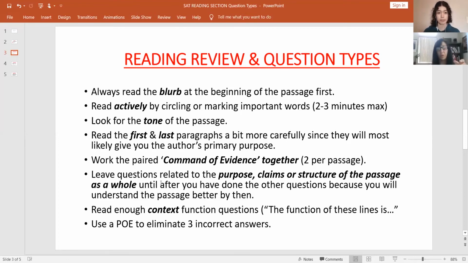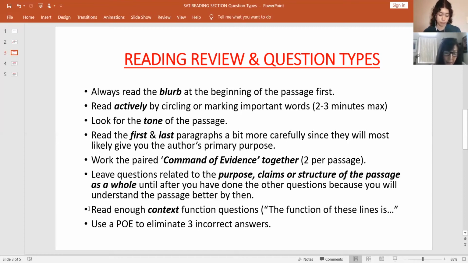So if question number 1 is, what is the primary purpose of this passage? Just circle it, remind yourself, and keep moving, and then go back. And by the end, it might become perfectly clear to you, and then you won't have wasted any time. So that's a strategy for time management as well.